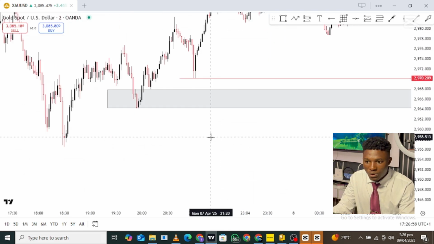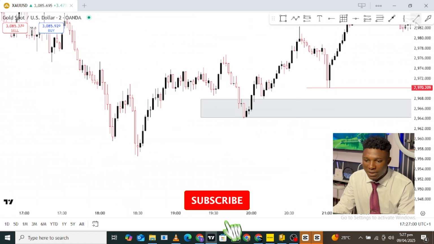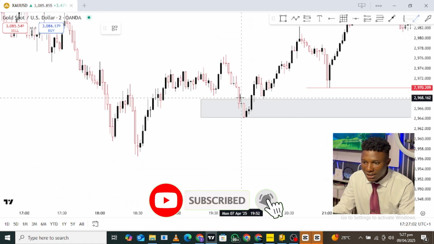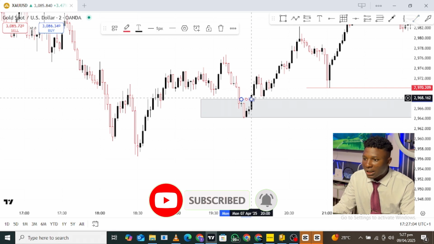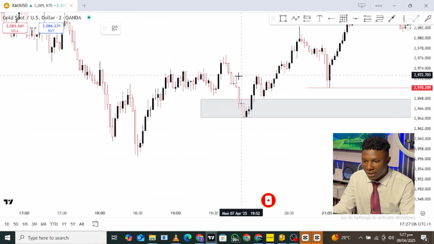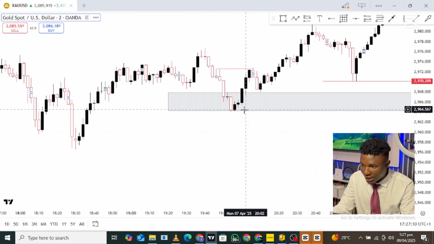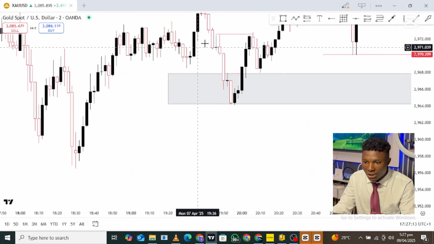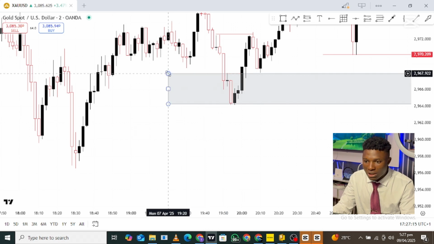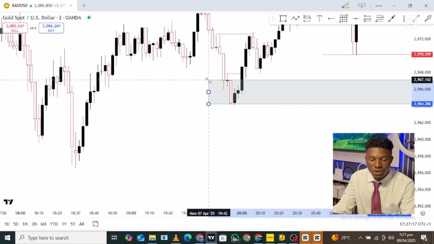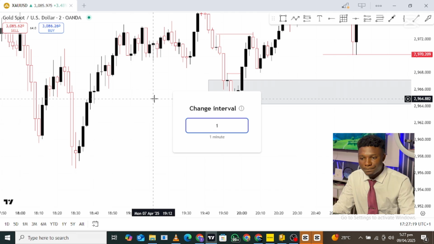So on the 2 minutes time frame right now, price ended up breaking this particular high, this high right here. This is the first high, and then this is the second high right here. Can you guys see? This is the second high. These two doji candles, can you guys see very well? This doji candle right here. So this is now our order block on the 2 minutes time frame. Let's check the 1 minute time frame.